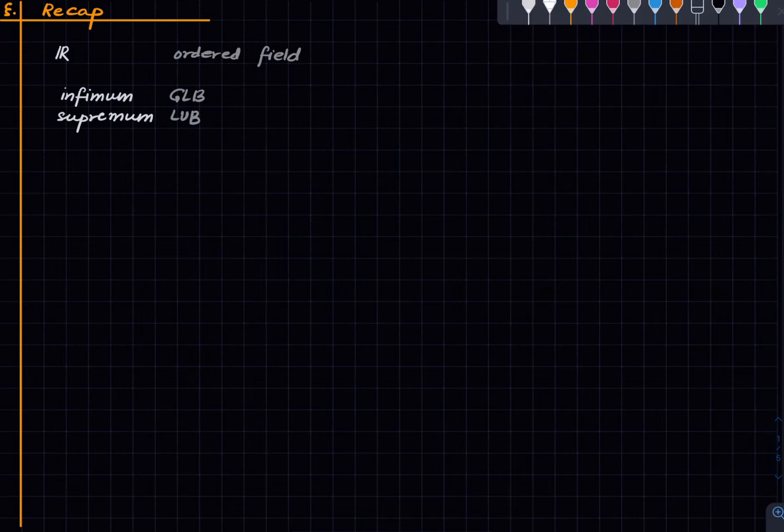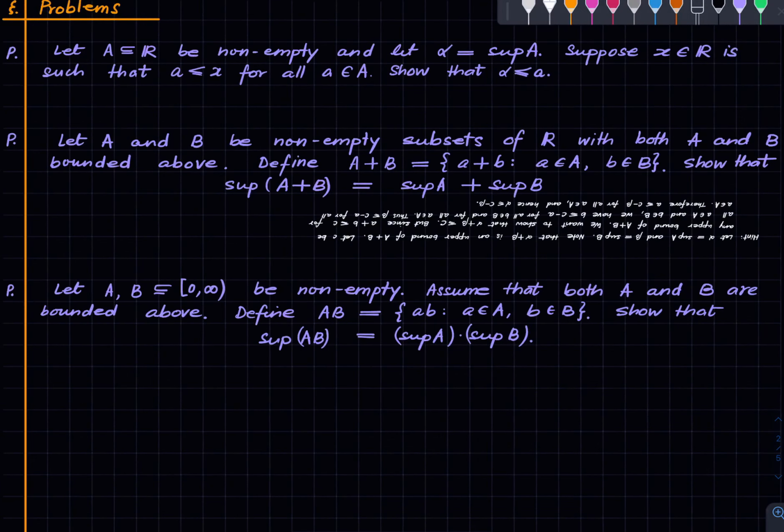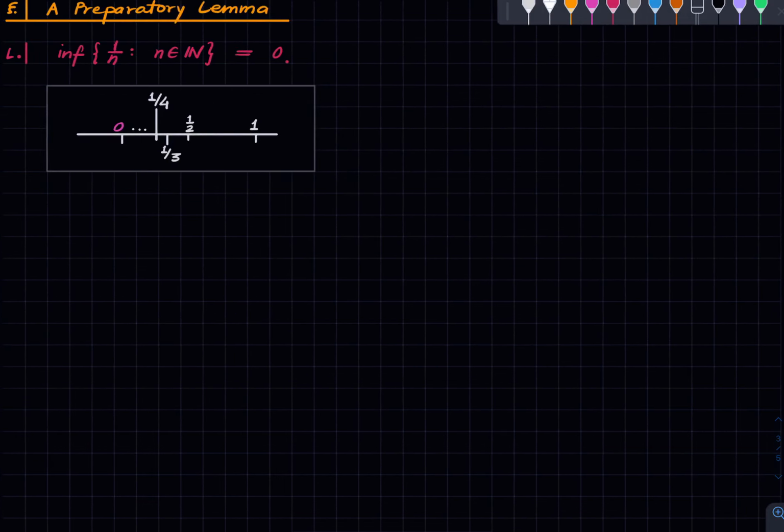Okay, so let's move on. Here are some problems for practice. And now let us get started. So this is the main lemma that we need to establish in order to prove what is called the Archimedean property. We haven't stated the Archimedean property yet, but this is essentially at the heart of it. We will state the Archimedean property next.